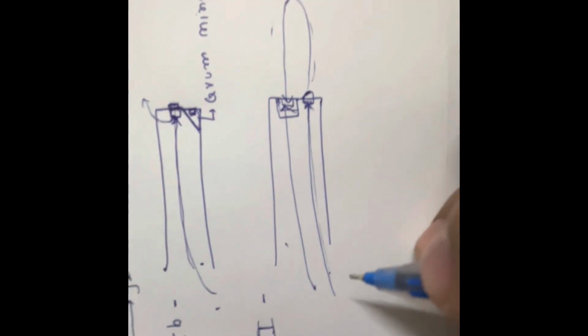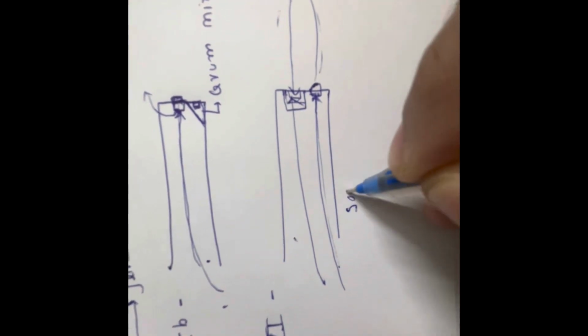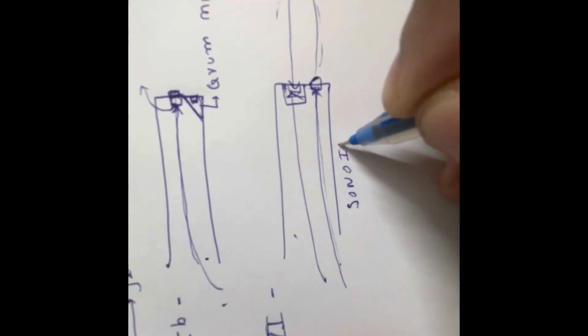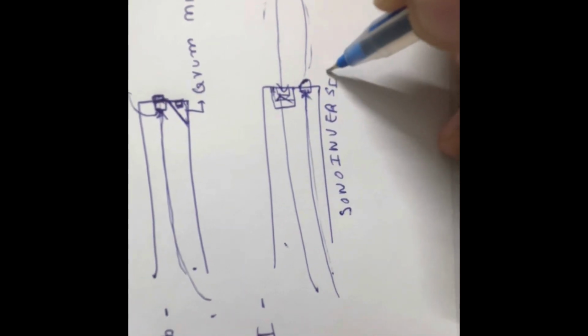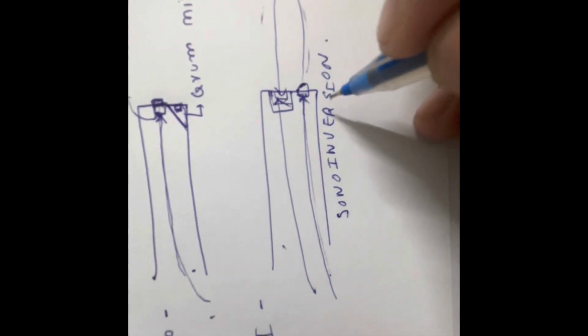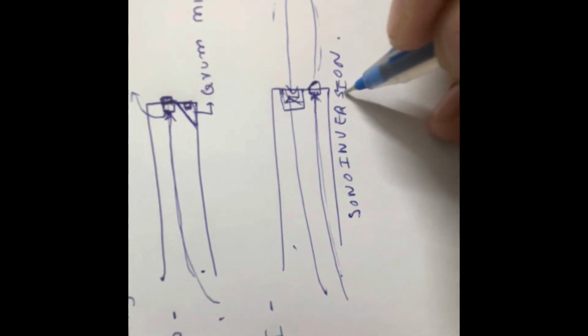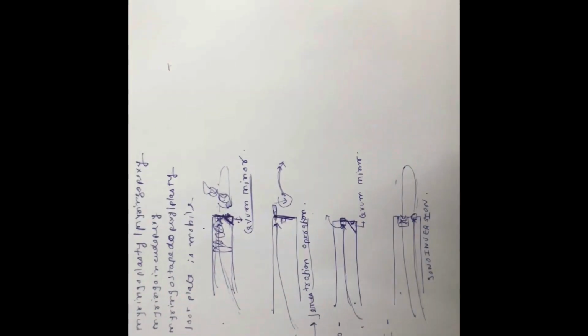Hence, this is called as sono inversion. Hence, type 6 is called as sono inversion. So guys, these were the 6 types of tympanoplasty I want you to know.